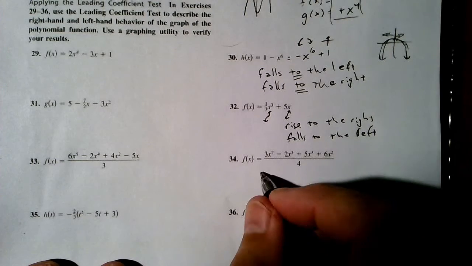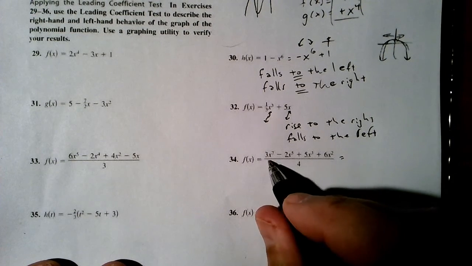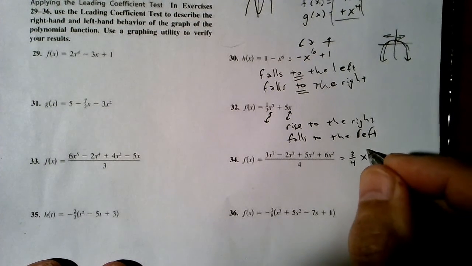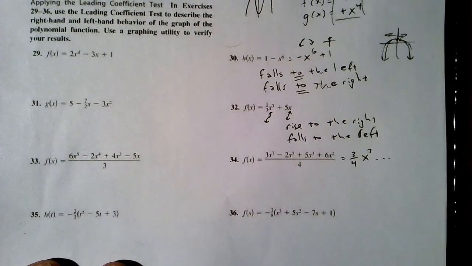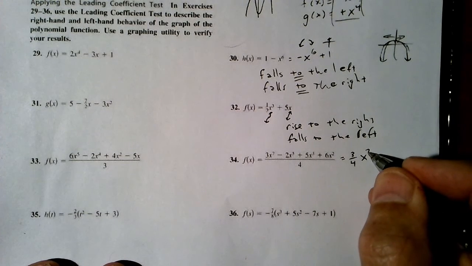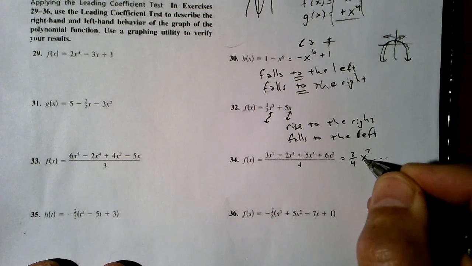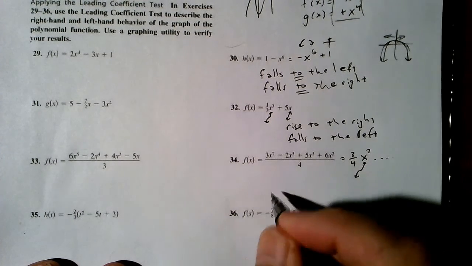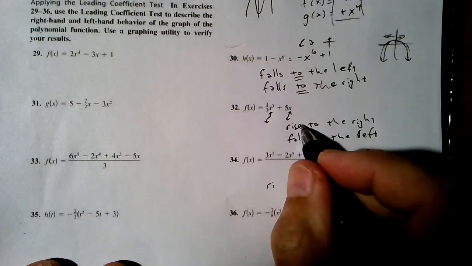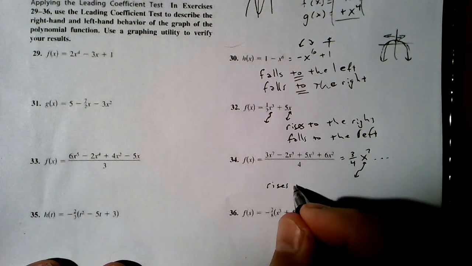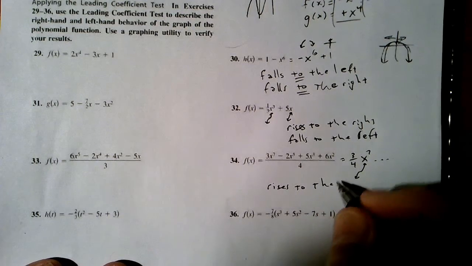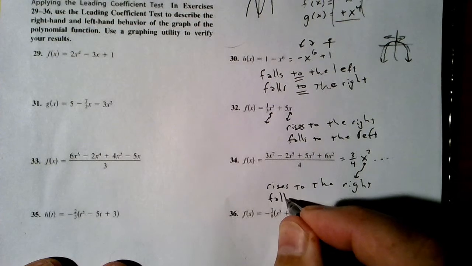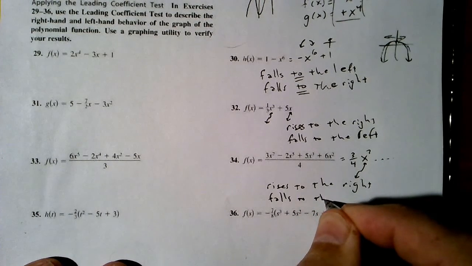Okay, 34. If we were to write this out and divide through by 4, we would have 3/4. That's positive 3/4 x to the seventh, dot, dot, dot. This is odd, so it wants to rise one direction, fall the other. It's positive, so it rises to the right, but falls to the left.